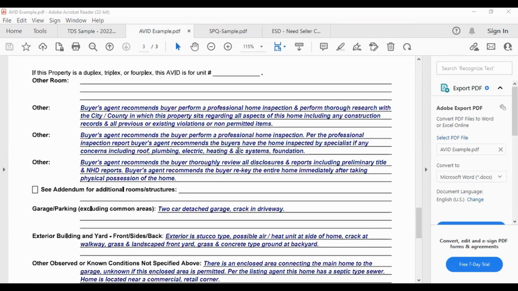Now I put this in all of my AVIDs, even if it's my own buyer, I am putting my own disclosure in here. I put: buyer's agent recommends the buyer perform a professional home inspection and perform thorough research with the city, county in which this property sits regarding all aspects of this home, including any construction records and all previous or existing violations or non-permitted items. That's pretty clear, right? And this is for my buyer. But I'm pretty clear there.